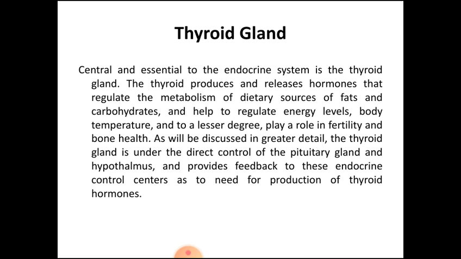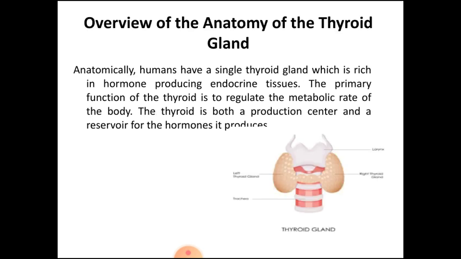As will be discussed in greater detail, the thyroid gland is under the direct control of the pituitary gland and hypothalamus, and provides feedback to these endocrine control centers as to the need for production of thyroid hormone. By this I mean that the control of the thyroid gland is also done by the hypothalamus-pituitary axis, and the pituitary releases a hormone that controls the thyroid gland and the release of thyroid hormone into circulation.